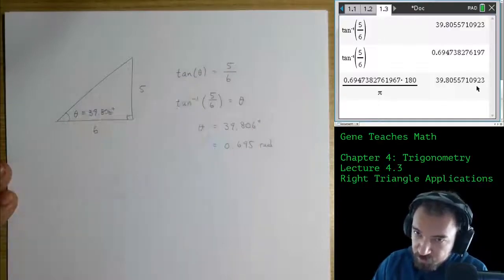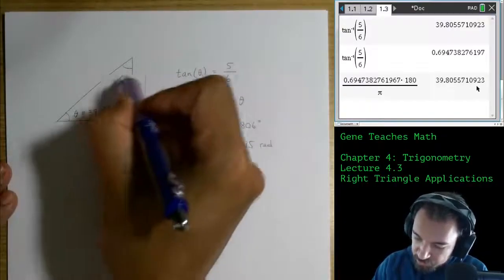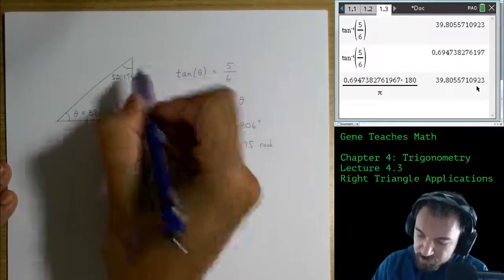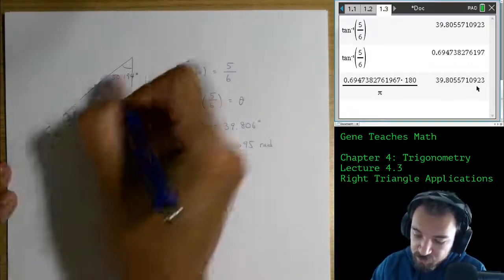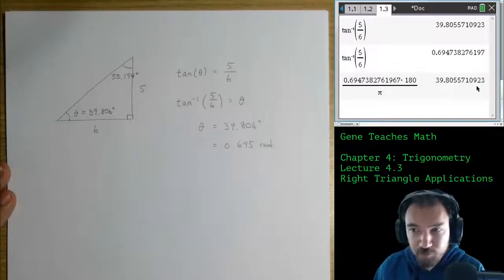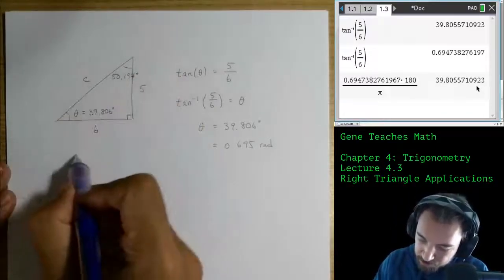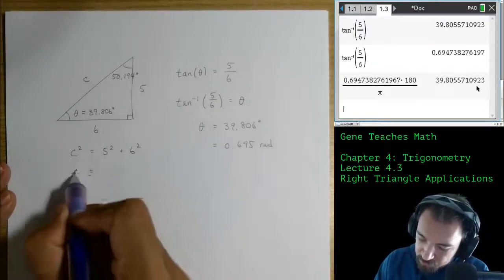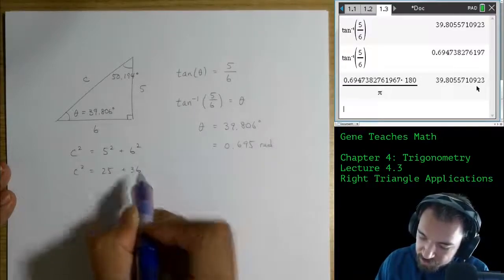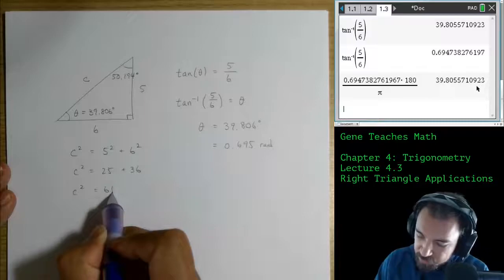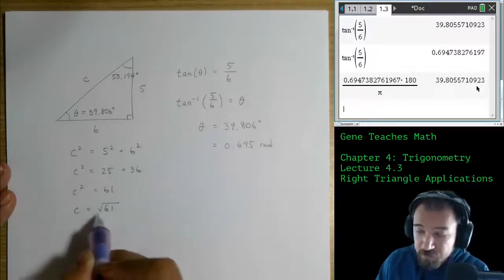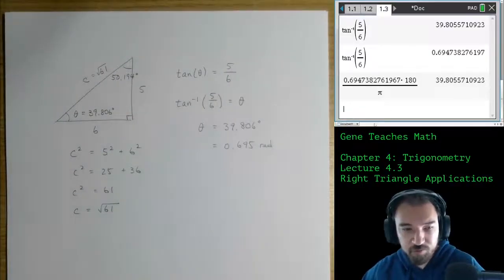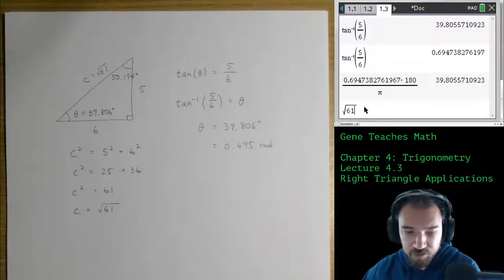We know that these two angles are complementary, so we could say this is now 90 minus this, it's 50.194 degrees. And then we can find the hypotenuse by using the Pythagorean theorem, right? The Pythagorean theorem always works for right triangles. So if we call this c, we can say c squared equals 5 squared plus 6 squared, which means this is 25 plus 36, so c squared is 61. And then we take the positive root. Unfortunately, this cannot be simplified, so we simply say c is the root of 61. And if we want to approximate this, we can type in the square root of 61 and get that as an approximation.